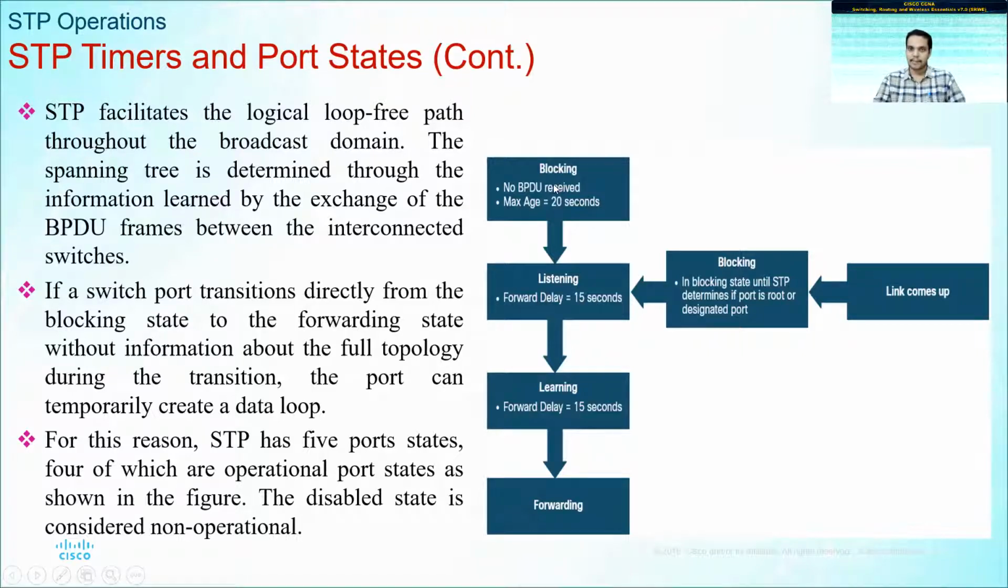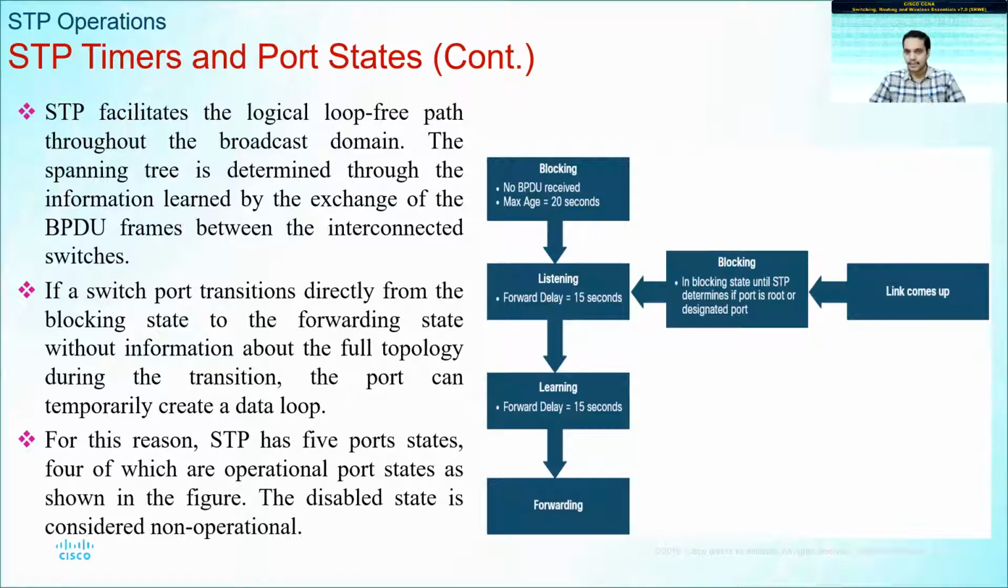The first state is called the blocking state, where there is no BPDU received and the maximum age is 20 seconds. And then we go into a listening state. The forward delay is 15 seconds. The timer stays for 15 seconds. And then we go into a learning state. Once again, the delay is 15 seconds here. And finally, we go into a forwarding state. The 5th state is called the disabled state, which is considered non-operational.